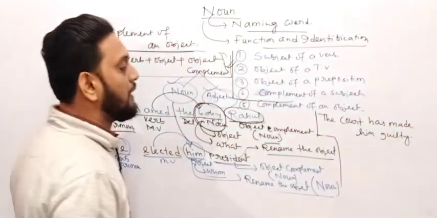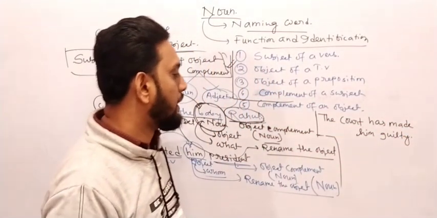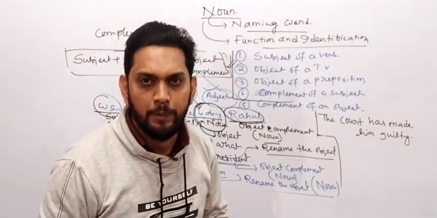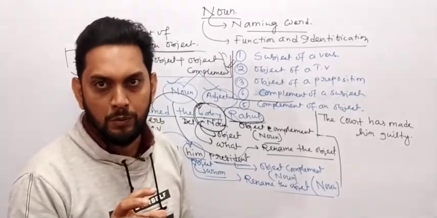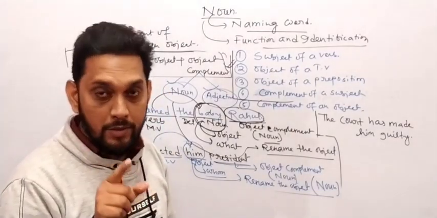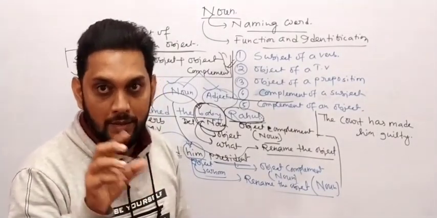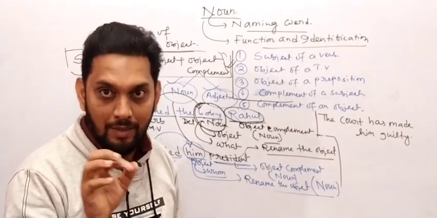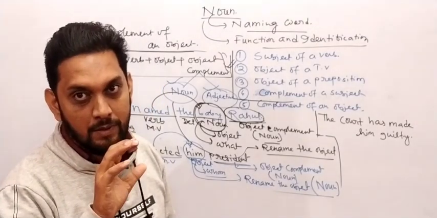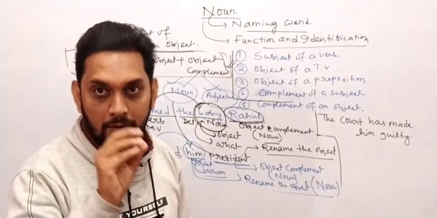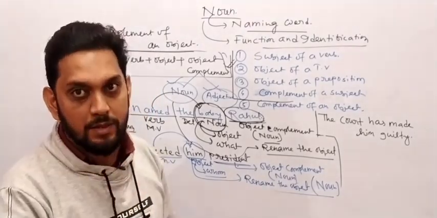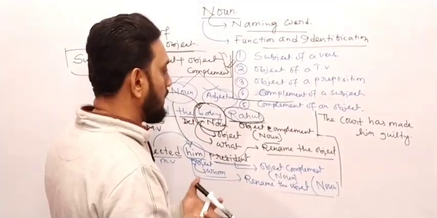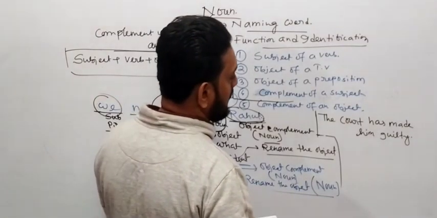The court has made him guilty. Now could you tell me where is the object complement? This is the first question. The second question is, if you found the object complement, whether this object complement is a noun or an adjective. Whether this object complement plays the role of noun or adjective. This is my question.